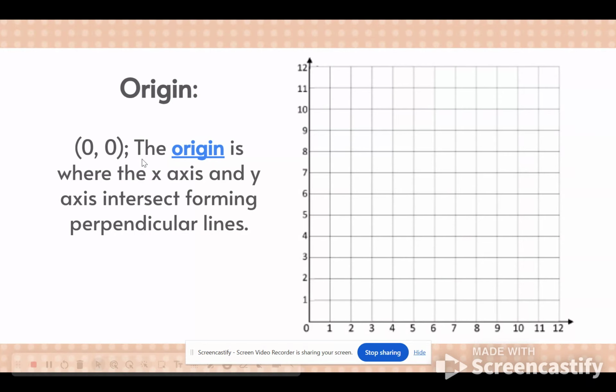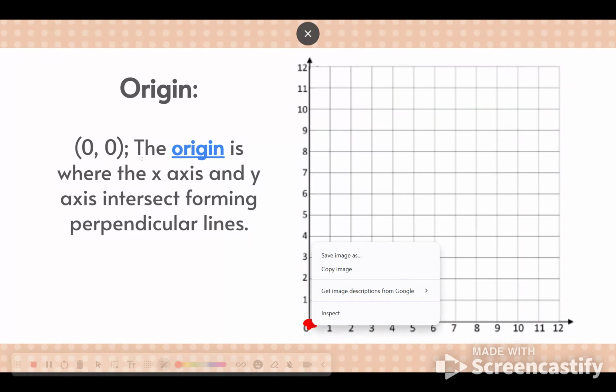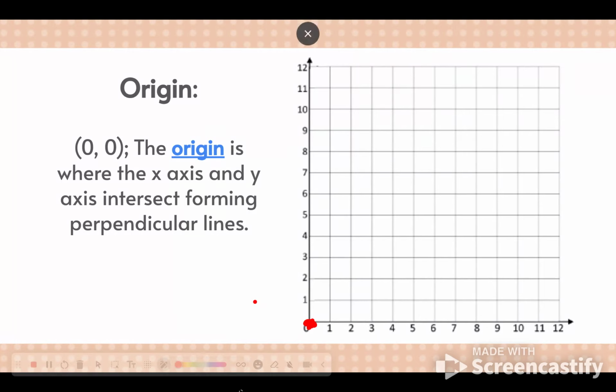The origin is where the x-axis and y-axis intersect. Here, you see that? That is 0, 0. Because if you look, there are two number lines. There's a number line and that's a number line. At 0, 0, that is what is called the origin. It's where the x-axis and y-axis intersect or meet together, and they form perpendicular lines.